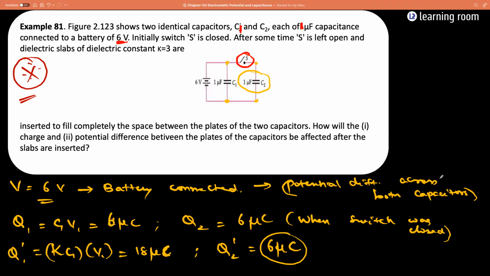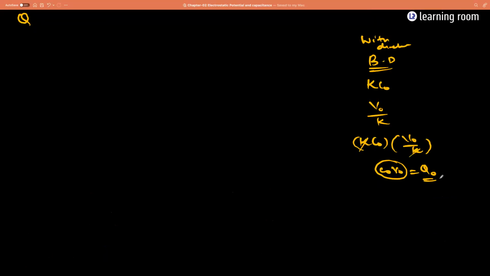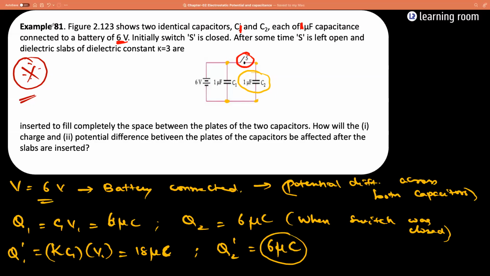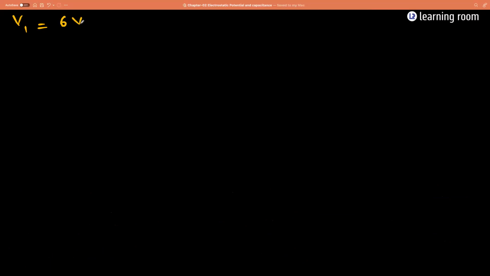Now tell me, what is the potential difference between the plates of the capacitors in the new scenario? What is the potential difference across the plates of the first capacitor now when the switch is opened? It is the same, 6 volt. But what about the potential across the second capacitor? It is 6 divided by kappa, which will be 2 volt.